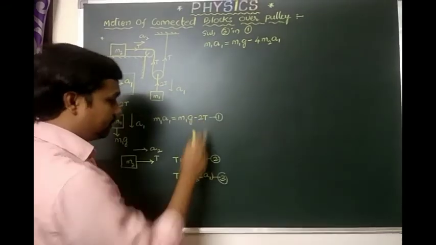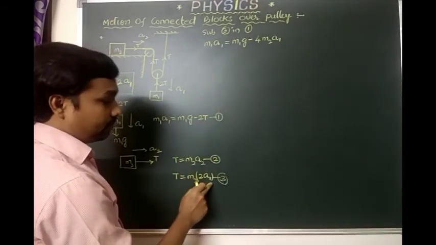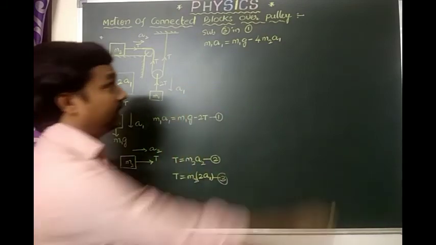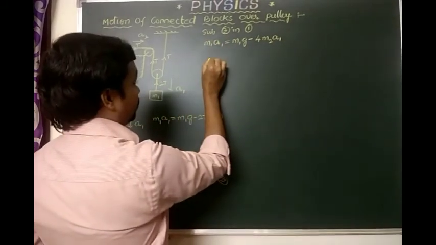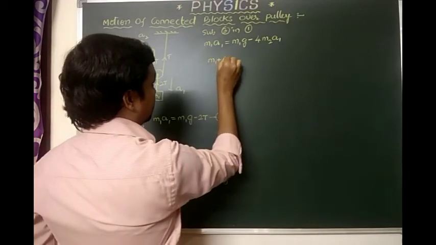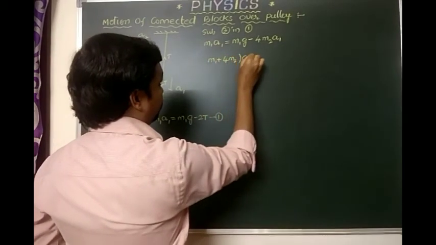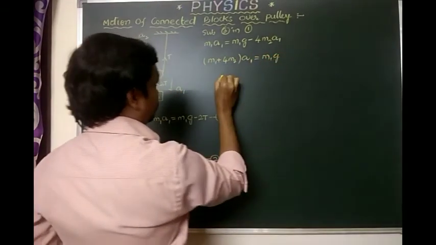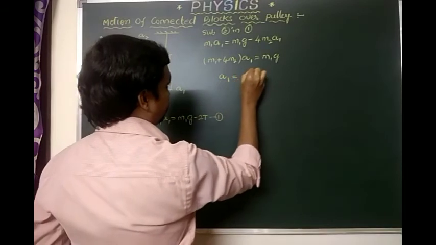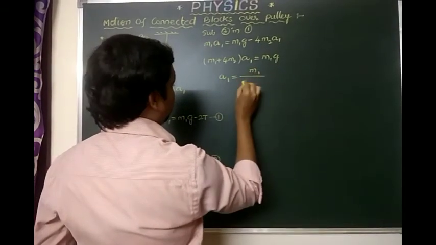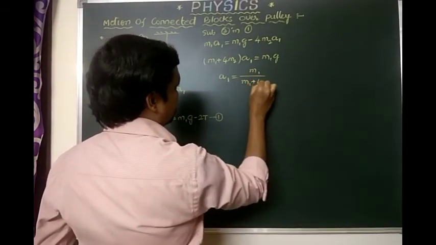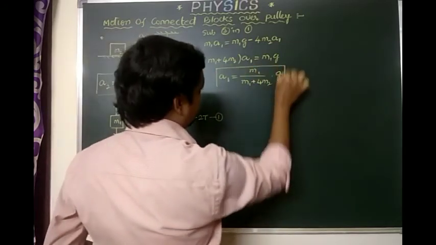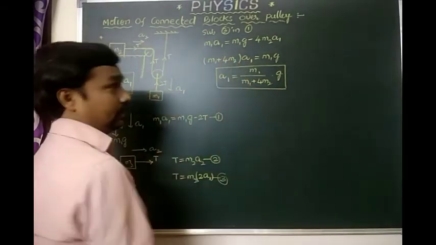So M1A1 equals M1G minus 4M2A1. Why? Because T equals 2M2A1, and already a 2 will be there, so we get 4M2A1. Bring it to the left, so that M1 plus 4M2 into A1 equals M1G. So the acceleration A1 equals M1 by M1 plus 4M2 into G. This is the formula for acceleration A1.